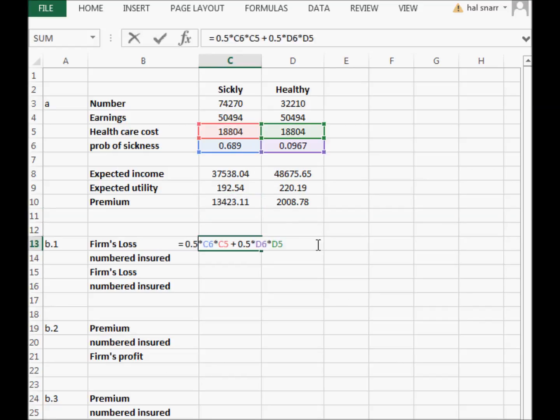Since the firm has no idea who you are when you enter their office, they're essentially flipping a coin, which is why this probability here is 0.5 and that probability there is 0.5.